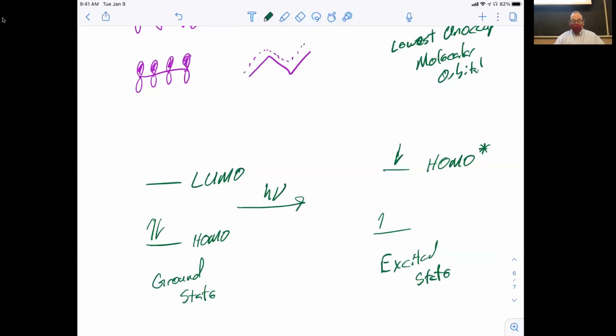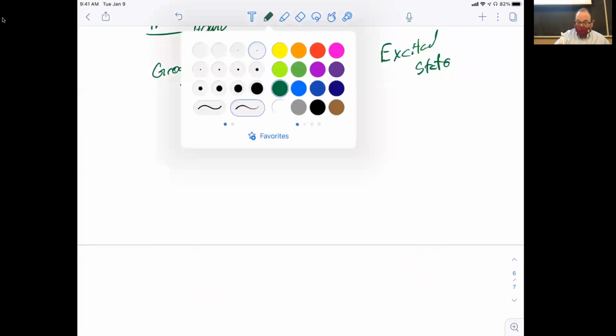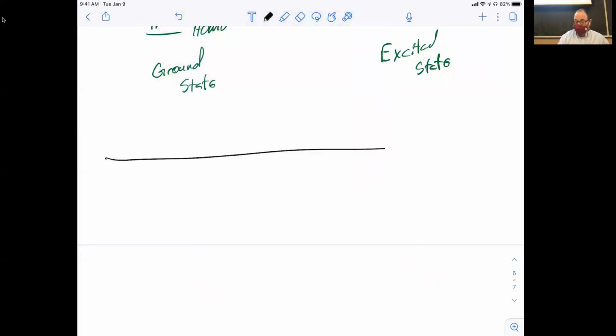All right, let's look at some reactions. So let's step away from molecular orbitals for a second, and let's look at electrophilic additions.